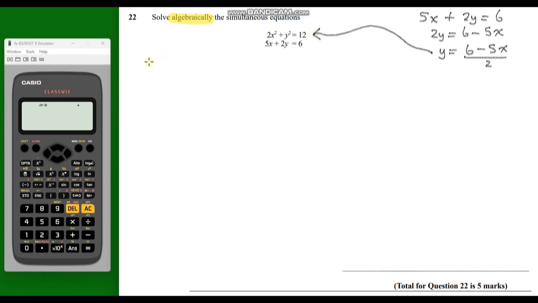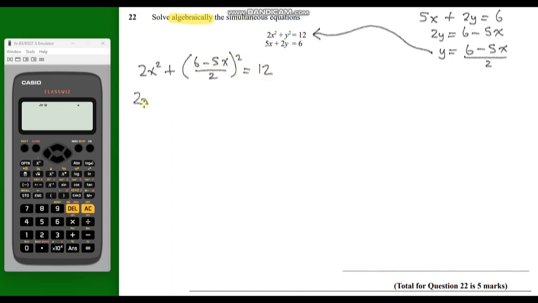So I'm going to do that over here now. So what we've got is 2x squared plus y squared. Now instead of writing y, I'm going to write this fraction. So if I put it in brackets, (6 minus 5x) over 2, and all of that is being squared, and that equals 12. So now let's square this fraction.